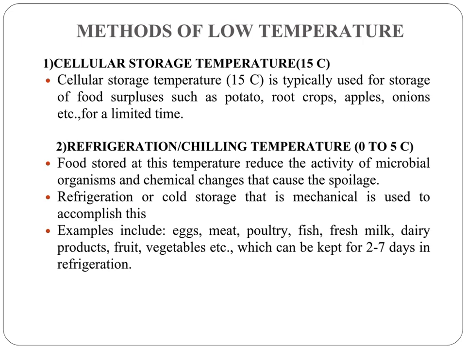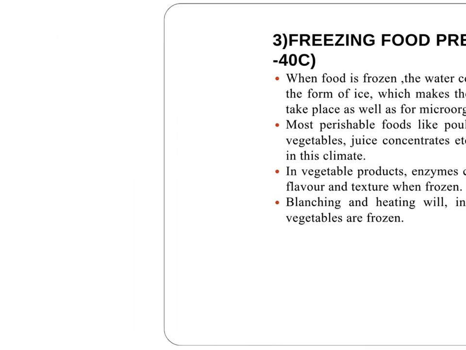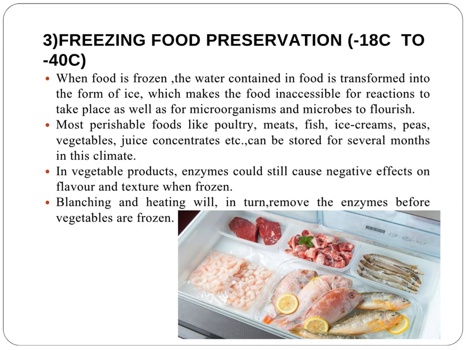Another important method is refrigeration or chilling. The storage temperature generally ranges from 0 to 5 degrees Celsius. At this temperature, microbial activity slows down considerably and many spoilage reactions are delayed. Mechanical refrigeration systems are commonly used for this purpose. Products like eggs, meat, poultry, fish, milk, dairy products, fruits, and vegetables can be safely stored for several days under refrigeration. A more effective preservation technique is freezing.